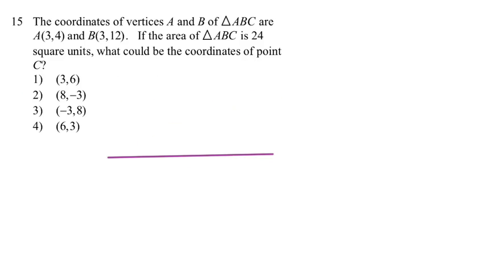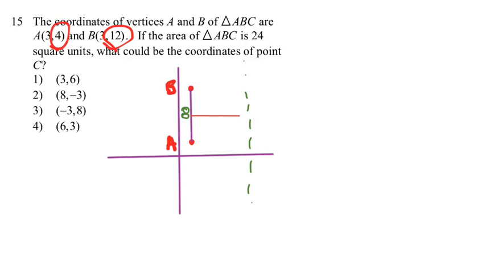Number 15. So we have triangle ABC, and A and B are already given to you, and the area is 24 square units. Then what could be the coordinates of point C? If I plot those two points, that can be A and that can be B, we realize that the distance between them is equal to 8, because 4 to 12. That means if C is on the other side, the height would be h, so 8h over 2 must be equal to 24. Then we can figure out the value of h to be equal to 6.